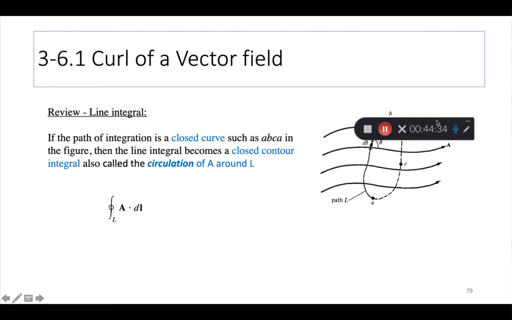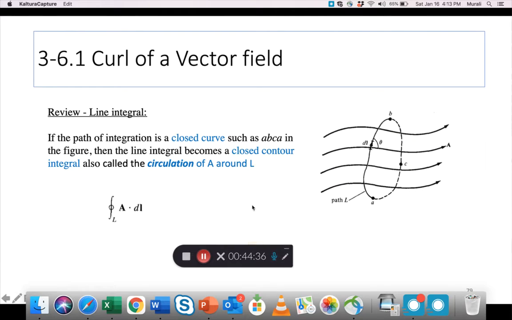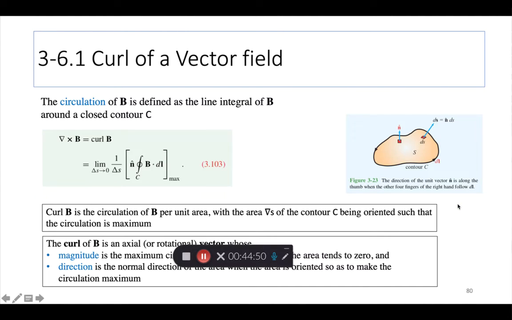So curl, we go back first to my definition of a line integral, right? I told you what this is, and we talked about a circulation which is around the closed path. So next slide, slide 80, we talk about the real definition of curl. So curl is a vector product. So del is operating on a field.